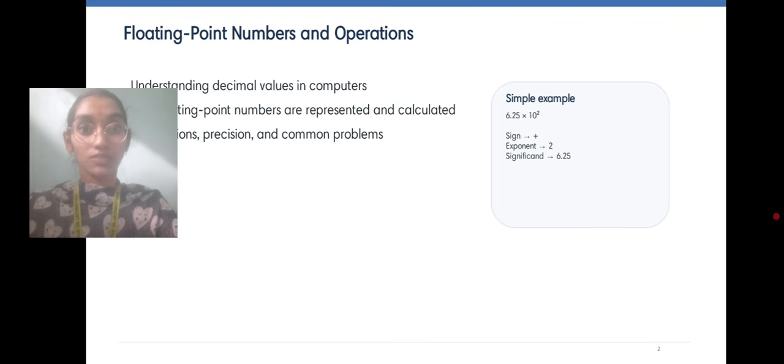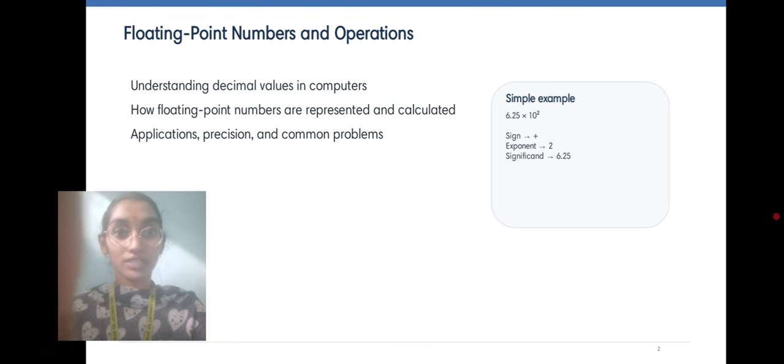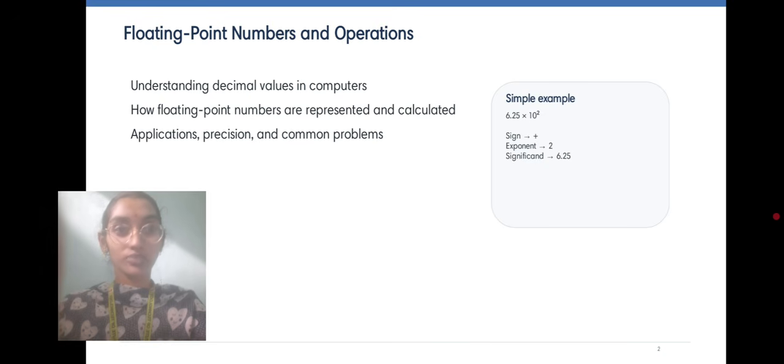My topic is floating point numbers and operations. Understanding decimal values in computers, how floating point numbers are represented and calculated, applications, precisions and common problems. Simple example, 6.25 × 10^2. In this example, sign is plus, exponent is 2, significand is 6.25.